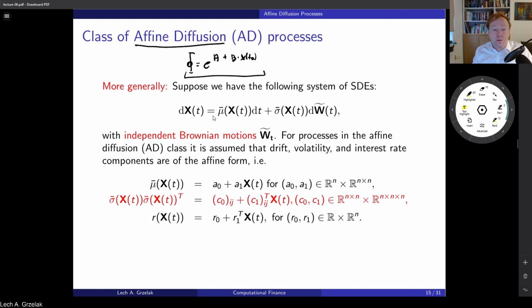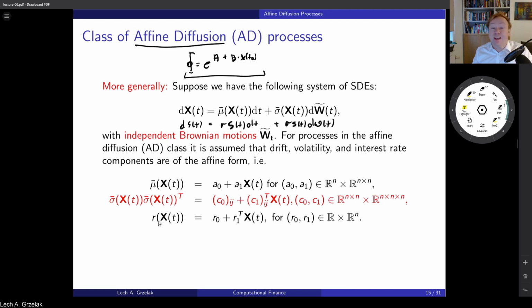For example, if you have a Black-Scholes model, we would have dS_t equals r S_t dt plus sigma S_t dW_t. So as you can see, this condition would also be satisfied in this case. So we have a0 equal to 0 and a1 equal to r. So this condition holds for the Black-Scholes case.